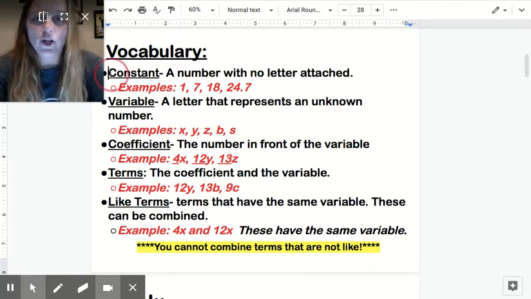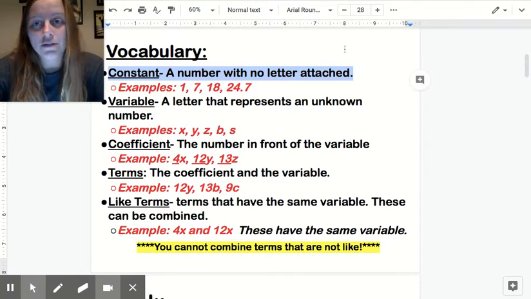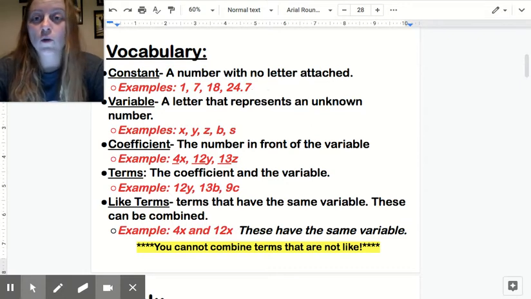So the first word we're going to look at is a constant. A constant is just numbers that have no letters attached to them. We've been learning what constants are our whole life. Okay, 1, 7, 18, 24.7, -9, -100. I sometimes call these lonely numbers. Okay, it's just a number. There's no algebra, there's no variables, no letters attached, just the number.